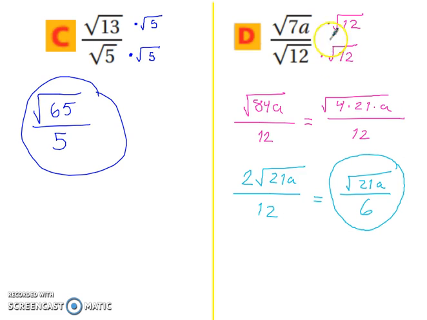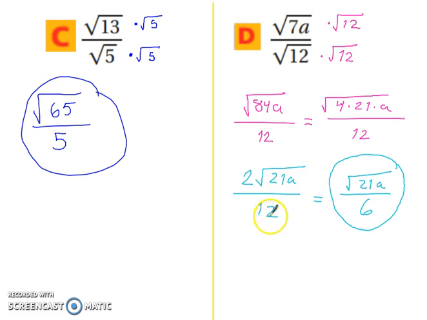So we multiplied both the numerator and the denominator by the square root of 12, and then we end up with the square root of 84a as their numerator, and then the square root of 12 times the square root of 12 gives us 12. We can split 84 up into 4 and 21, and the square root of 4 is 2. So we have 2 square roots of 21a over 12.